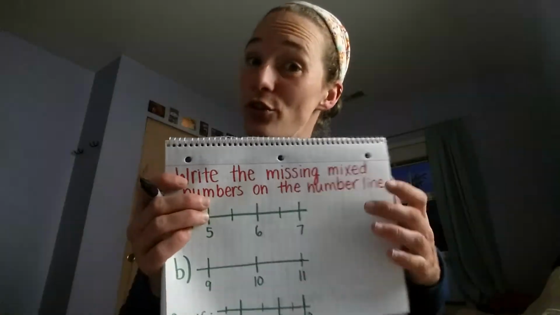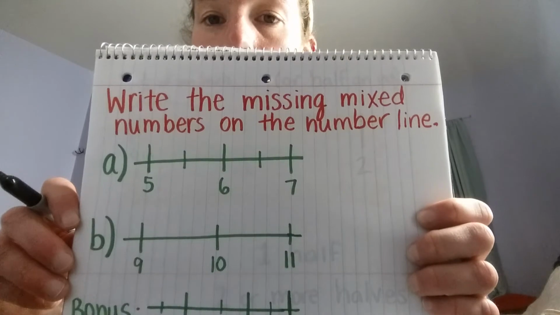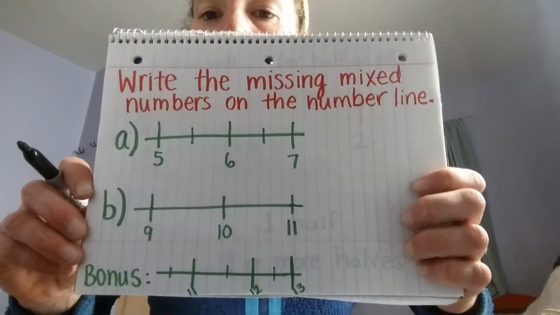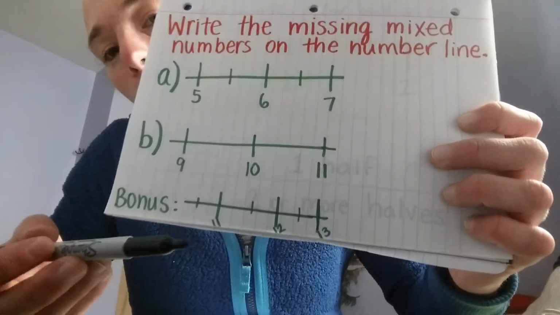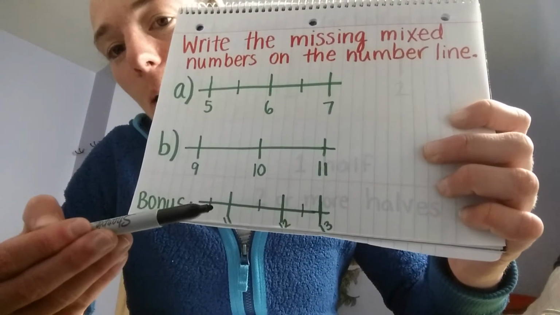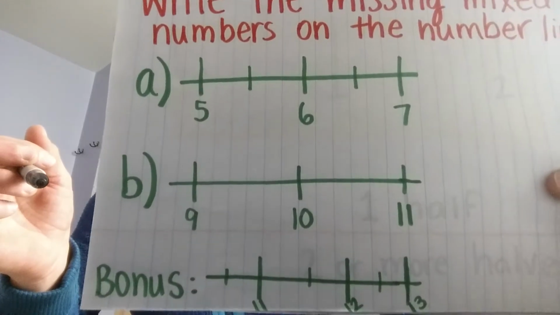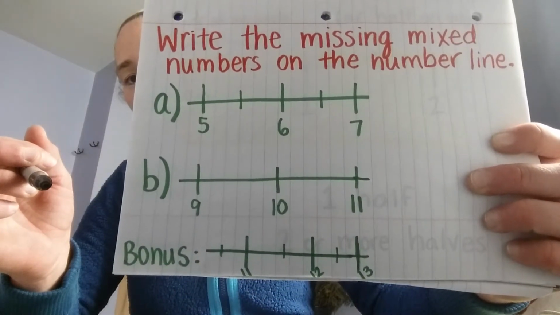So now it is your turn to try by yourself. We're going to write the missing mixed numbers on the number line. The bonus down here says 11, 12, and 13, and there's one that comes before 11. So go ahead, pause now, and you could write the missing mixed numbers.